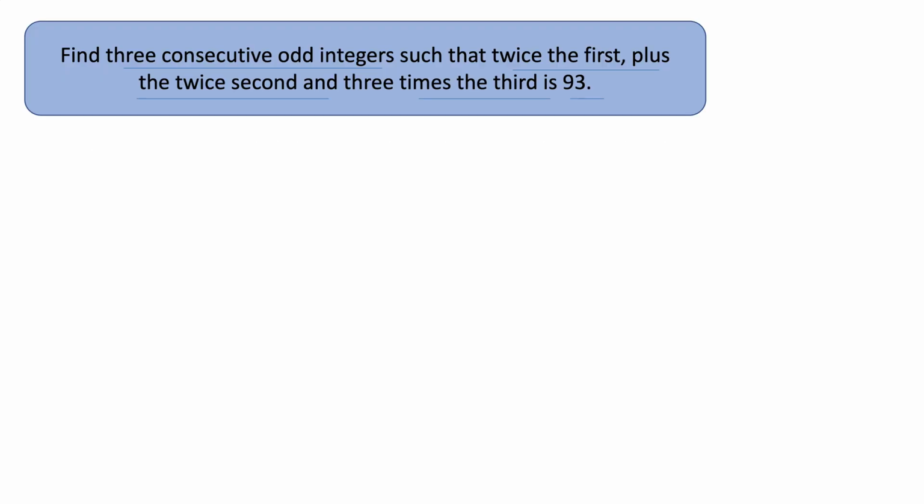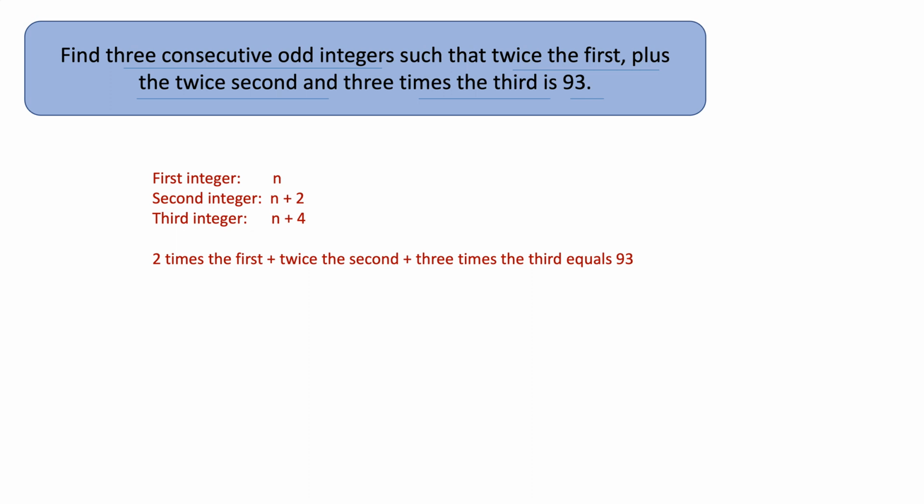Okay, a little stop and start also on a consecutive integer problem. Go ahead. Okay, so I underline the most important parts, as you should too. It says consecutive odd, and we know that whether it says consecutive odd or even, they both go up by 2's, so that's n plus 2 and n plus 4. And then I love to write the words. Twice the first, 2 times the first, plus twice the second, and 3 times the third equals 93.